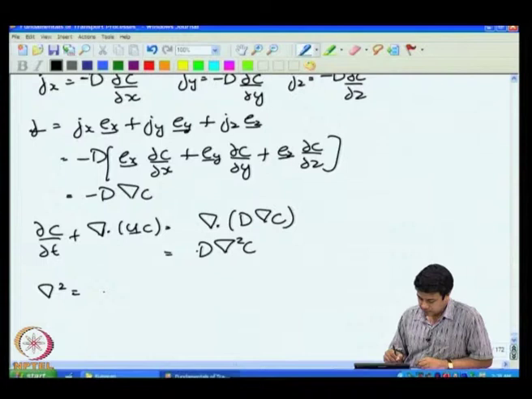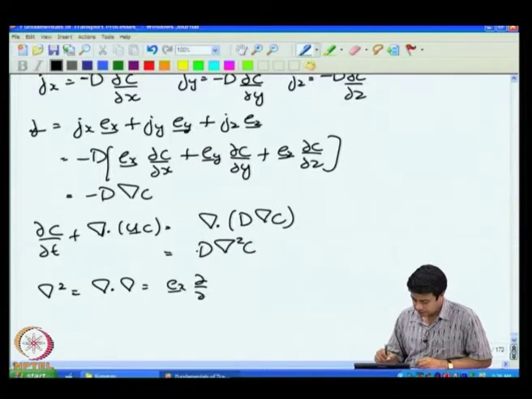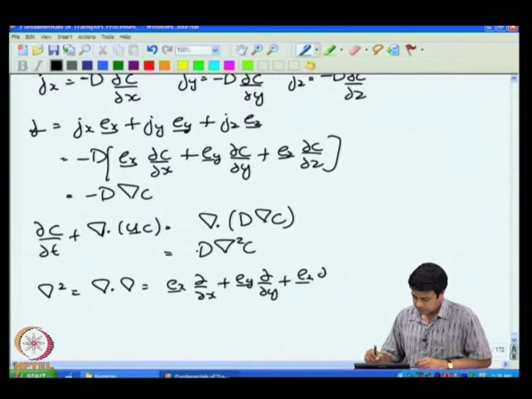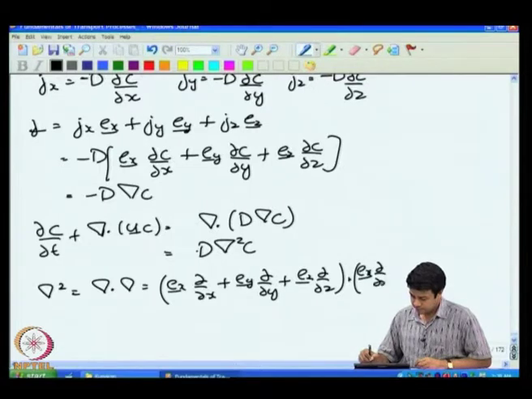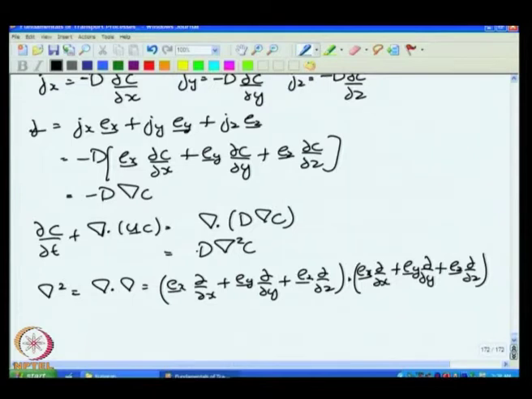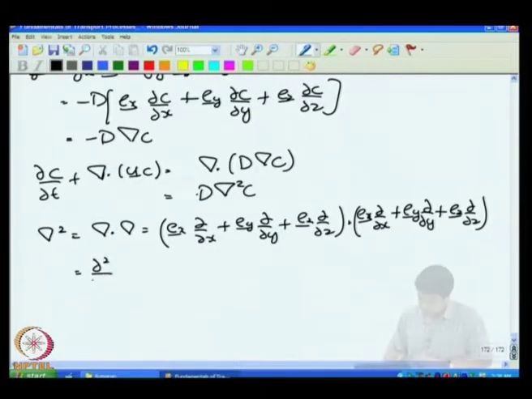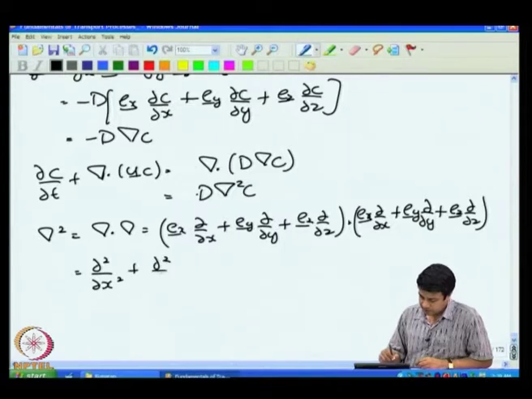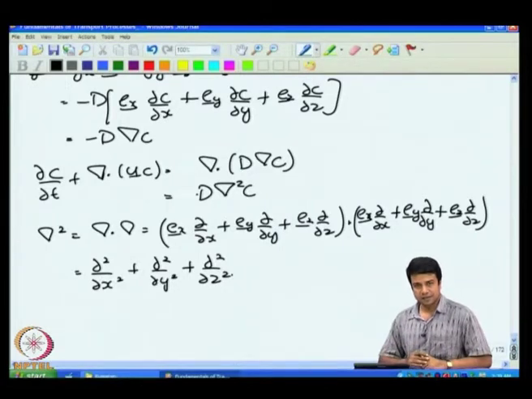Del square is equal to del dot del, which is equal to Ex d by dx dotted with itself. This just becomes equal to d square by dx square plus d square by dy square. So, this is called the Laplacian operator.